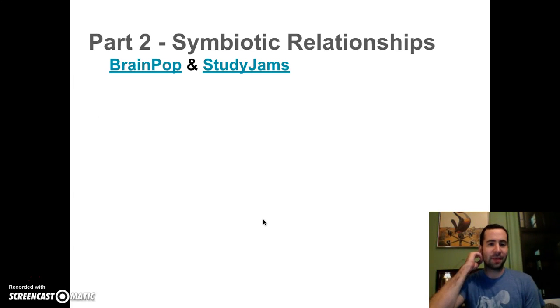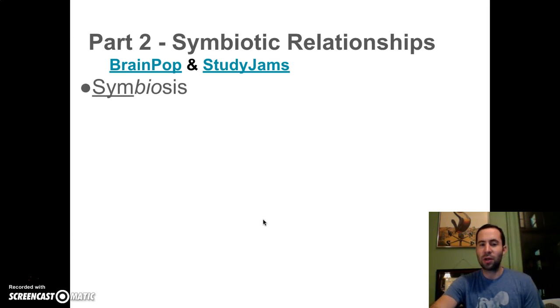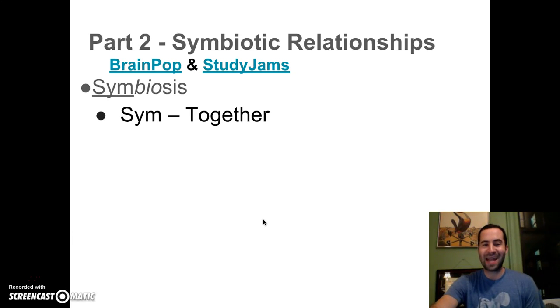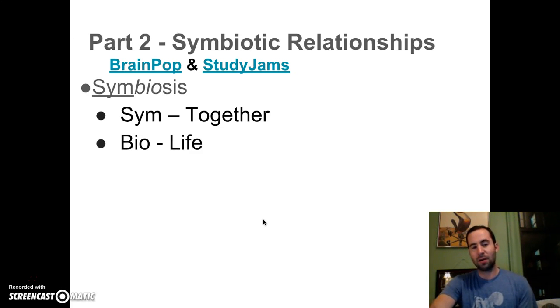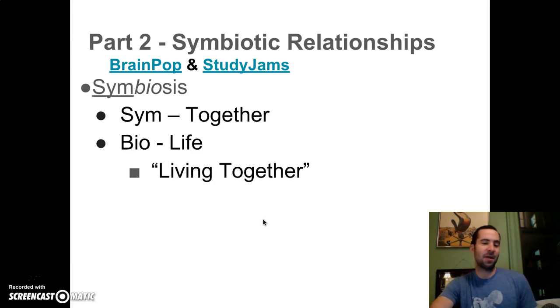Okay, continuing on. The second part of this learning target has to do with symbiotic relationships. And there's two videos here that you'll watch later on in the activity section. When you look at the word symbiosis, you can break it down into its word roots. So the first part of the word, sym, means together. And the second part of the word, bio, means life. So when you put it together, symbiosis is all about how things live together.